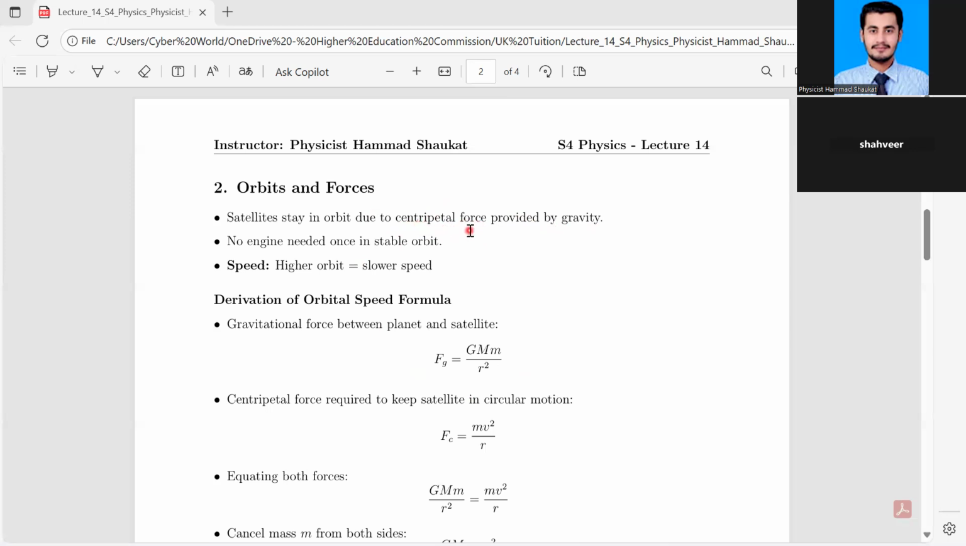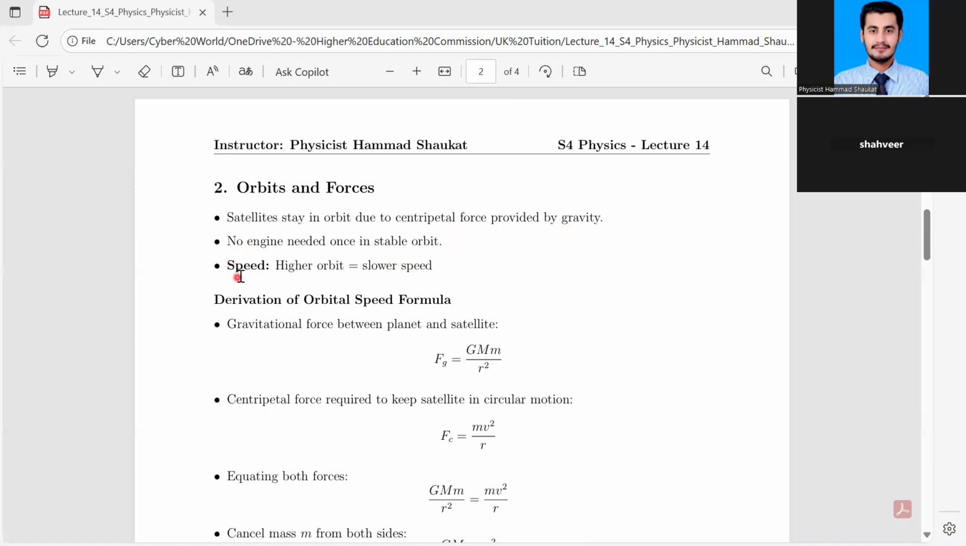If an object is moving in a circular path, the force related to that is the centripetal force, and your object is moving under the action of gravity. That's why gravity is very essential. If there were no gravity, your object would not revolve; it would move straight away. No engine is needed once in a stable orbit, which is the same thing I mentioned.